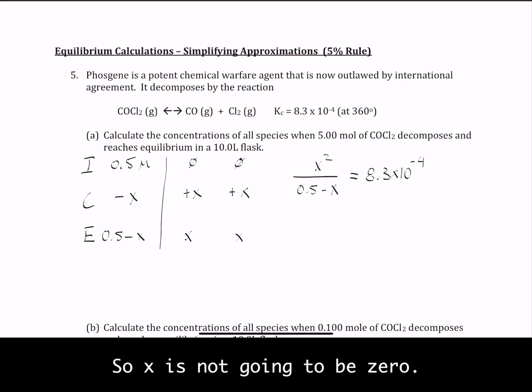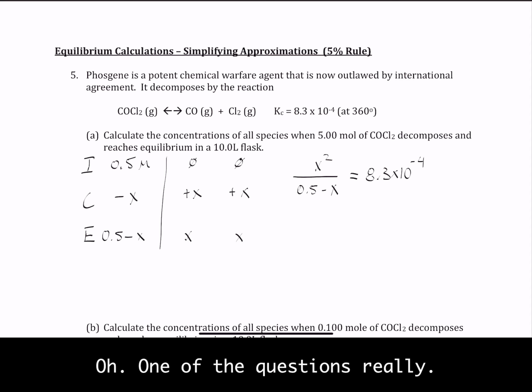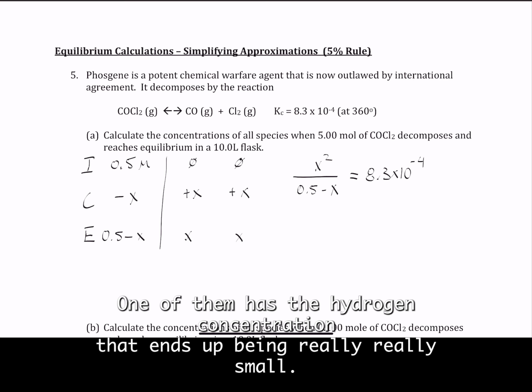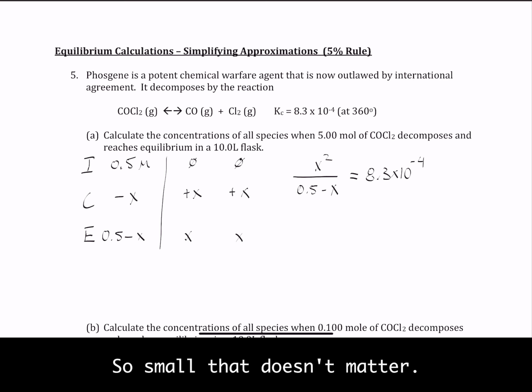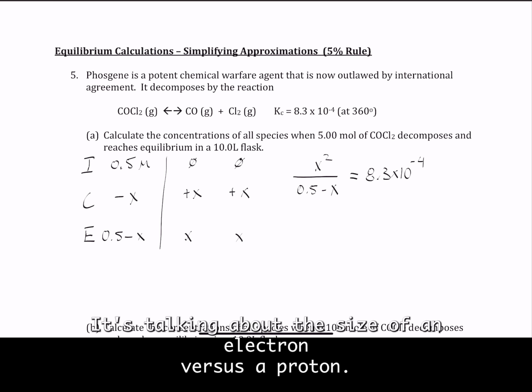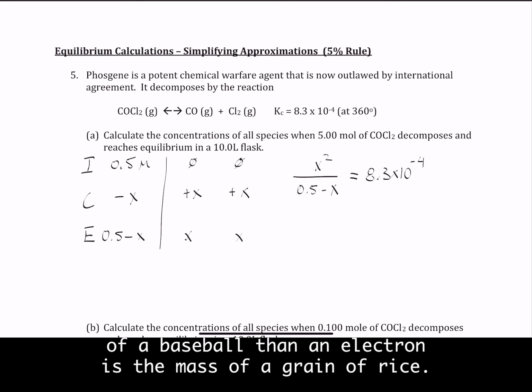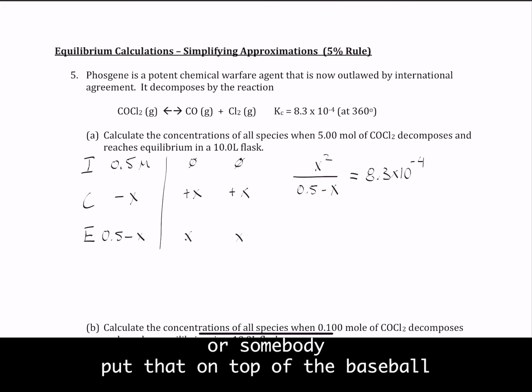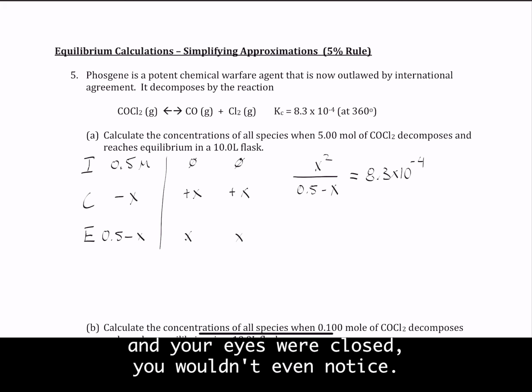So x is not going to be 0. But one of the questions in the rate law lab, yeah, the rate law lab, we're going to ask you to calculate the 2 different factors. One of them has the hydrogen concentration in it. It ends up being really, really small, so small that it doesn't matter. Or as I explained in my Chem 20 classes, it's like holding a baseball. It's talking about the size of an electron versus a proton. If a proton's the size of a baseball, then an electron is the mass of a grain of rice. And I always say, if you put that grain of rice on top of the baseball and your eyes were closed, you wouldn't even notice.